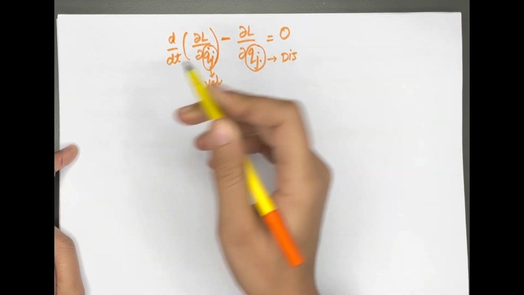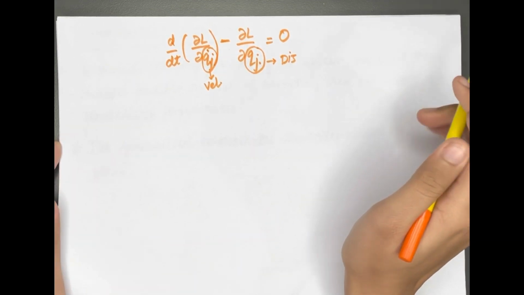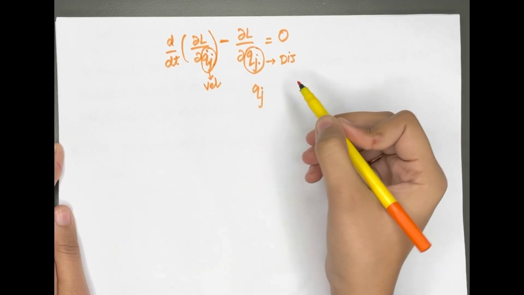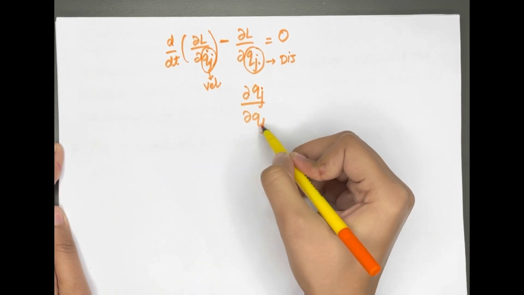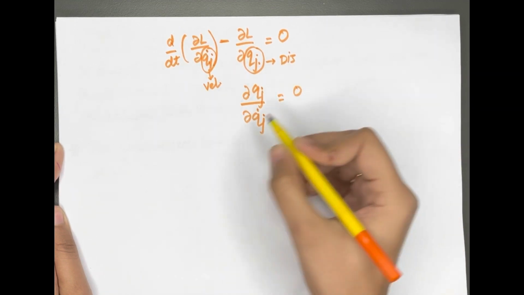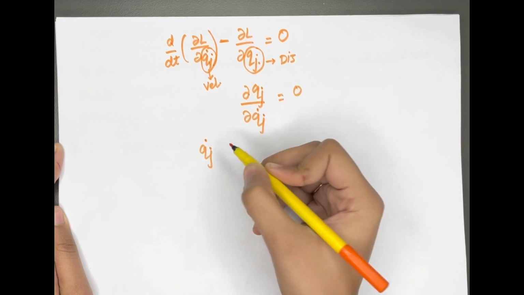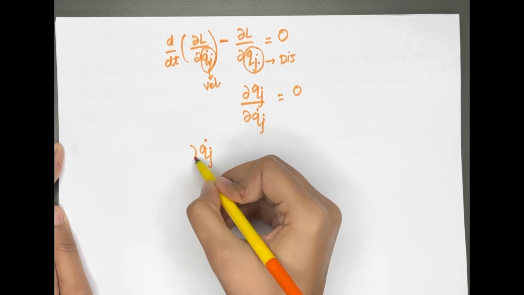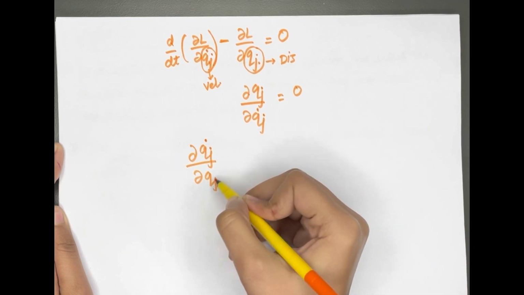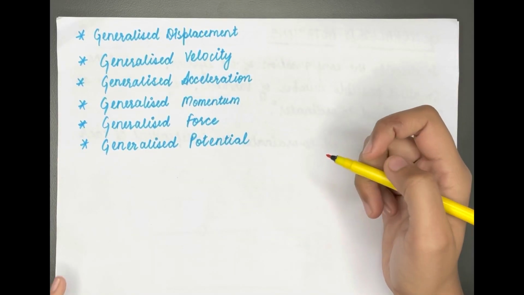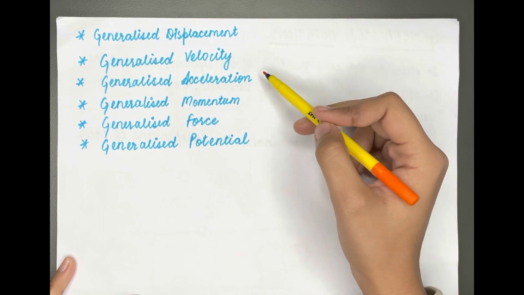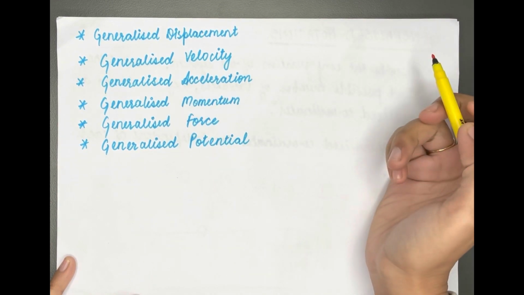qj and qj dot are independent of each other, which means qj does not involve qj dot in it. That means if we differentiate qj with respect to qj dot, we will get a 0. And similarly, qj dot does not involve qj in it. That means if we differentiate qj dot with respect to qj, we will get a 0. Don't worry if you're not getting what I just said, because at a later stage you will be able to understand all of this. We have generalized displacement, velocity, acceleration, momentum, force, and potential.